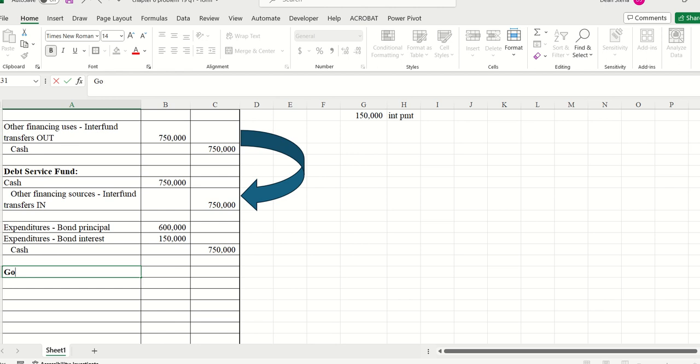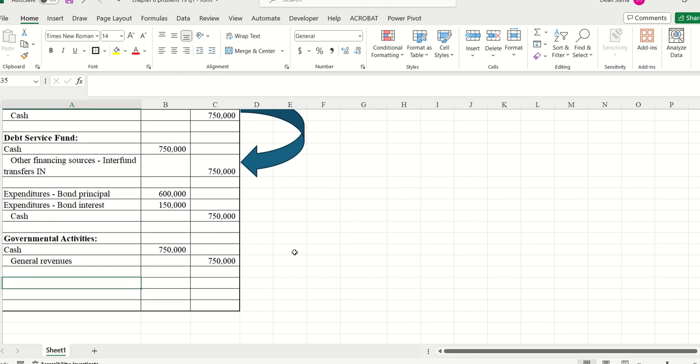So next is the governmental activities. And remember, we collected the cash, and the general revenues. So that was $750 in cash and $750 in revenues.